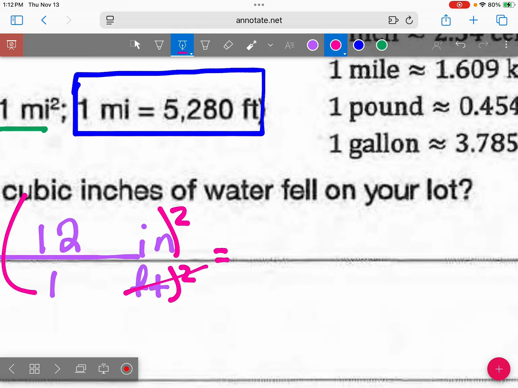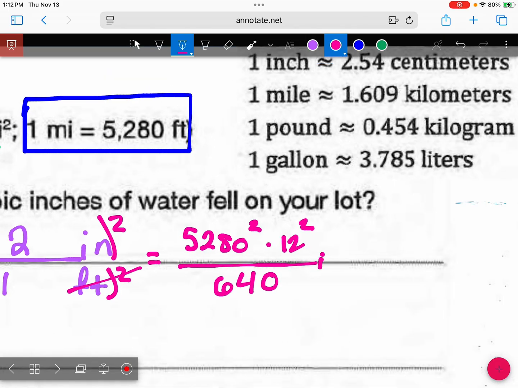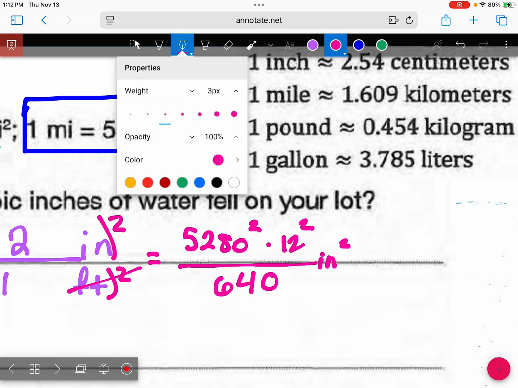So that's 5,280 squared times 12 squared, divided by 1, divided by 640. And that's going to give us our inches squared.